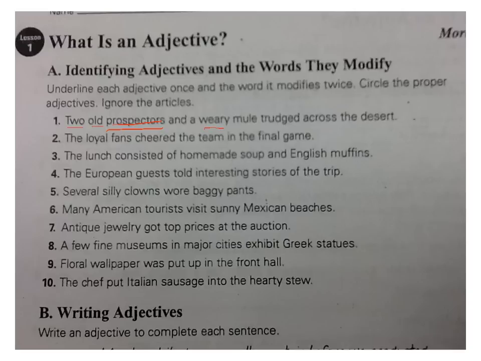Weary modifies mule. Notice that in the directions it says to ignore the articles, so I did not include a. Likewise, I would not include the. I'm going to show you number 3 and say there's more than one adjective in this sentence, but in this case, English is modifying muffins. So English is underlined once, muffins is underlined twice, and notice that it says circle the proper adjectives. Since English is a proper adjective, that is an adjective made out of a proper noun, you want to circle that one just to show that you know that it's not just an adjective but a proper adjective.